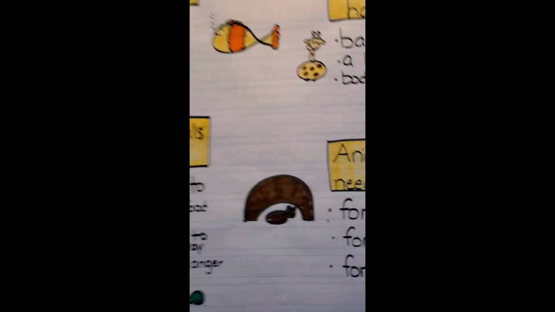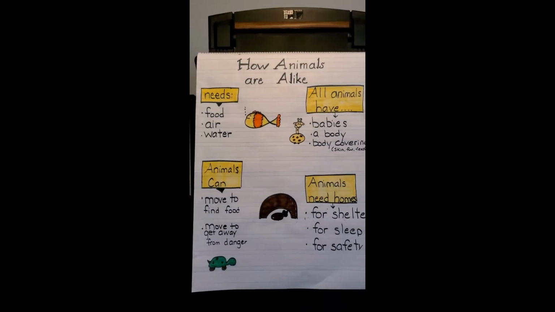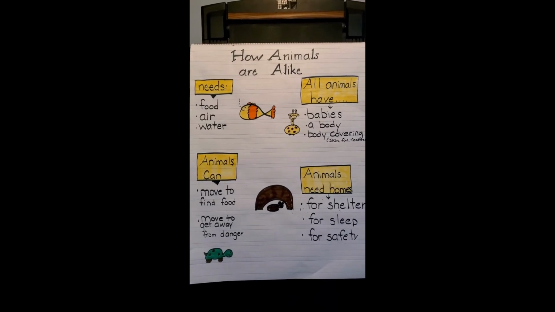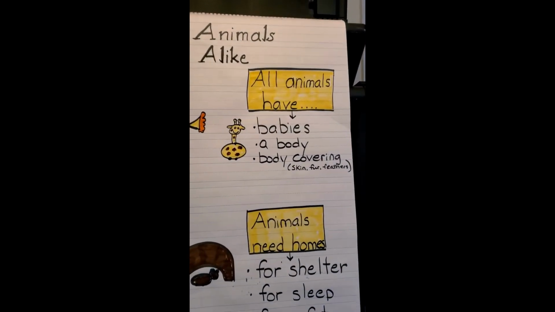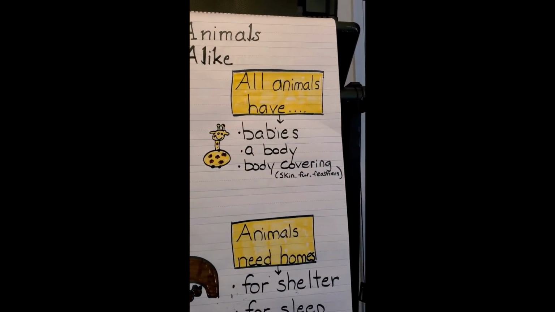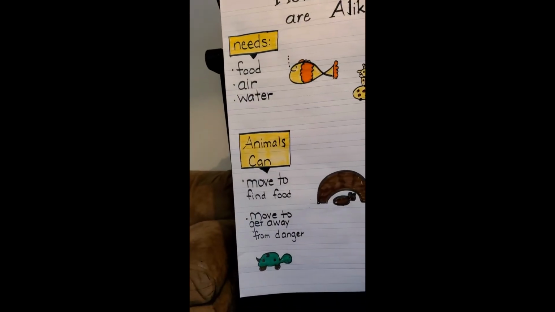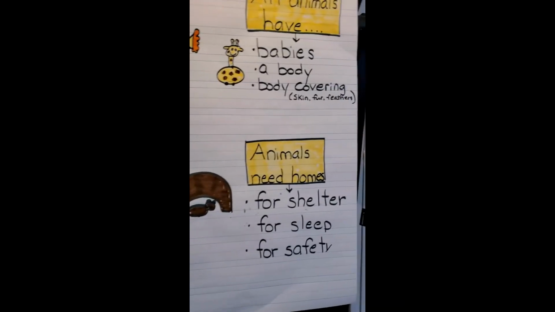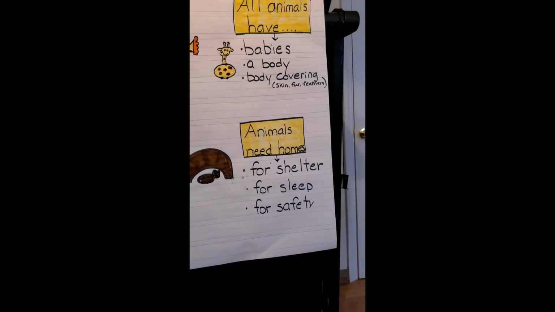So today, I'm going to show you a chart that I made, just kind of recapping how animals are alike. And remember, we talked about their needs. Their needs are food, air, water. And animals have babies. They have a body. They have body covering. Animals also can move to find food. They move to get away from danger. And animals need homes for shelter, for sleep, and for safety.